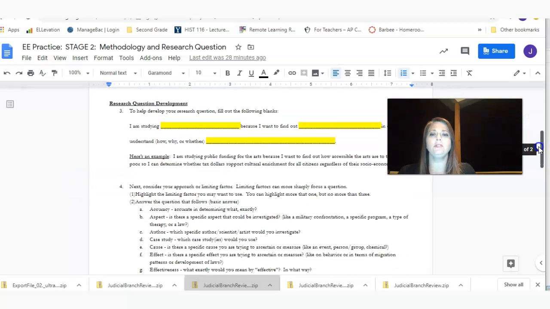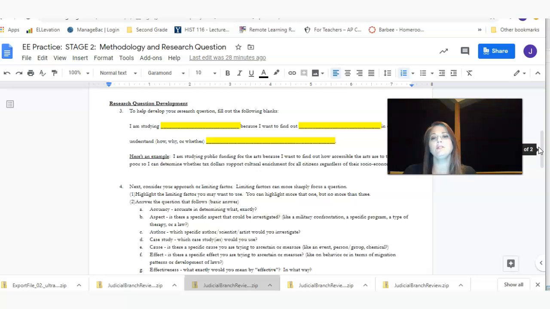So when we get to the research question development, for number 3, we've actually done this before, and I'm sorry to ask you to do this again. I don't have the content with me to send to you guys. We did that on paper. I wish I would have done it digitally now, but we had a folder that we were working on.